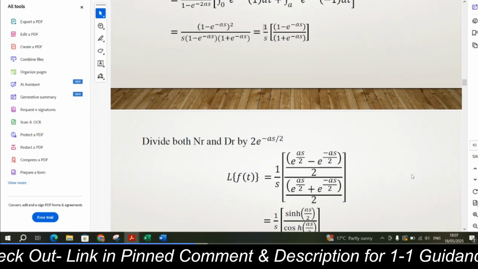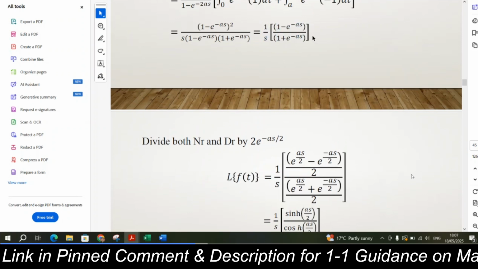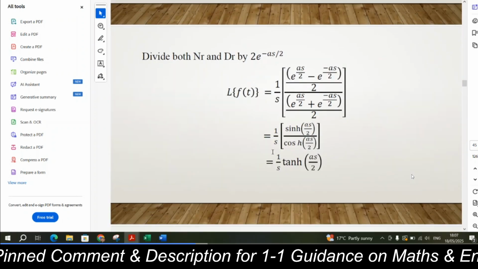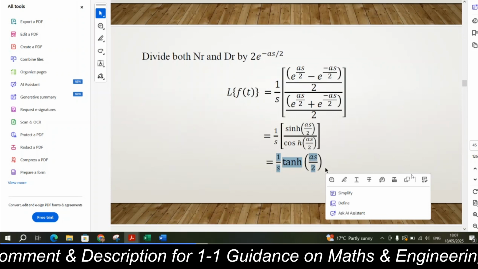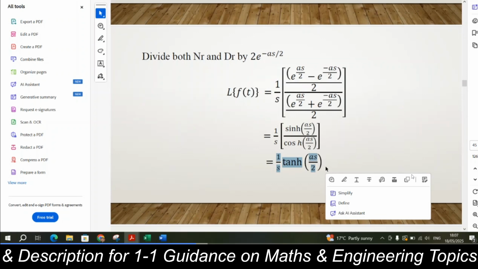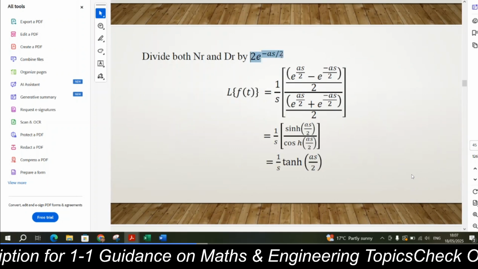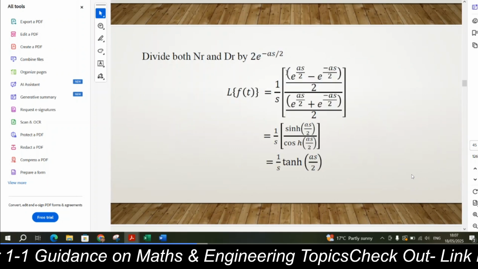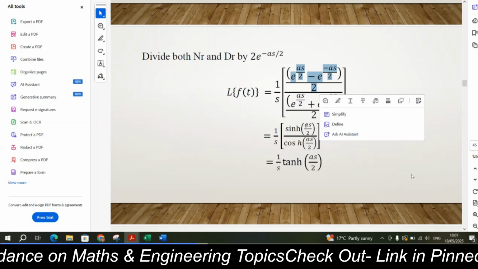Yes, sir. Okay. Now, apparently, if they have not taught you hyperbolic functions, then I would have recommended that you can leave it over here. But as per the handout given by your college, it seems that they do expect it to be brought till the hyperbolic functions. So I just have to divide by that specific term. Yes, to get the hyperbolic function.